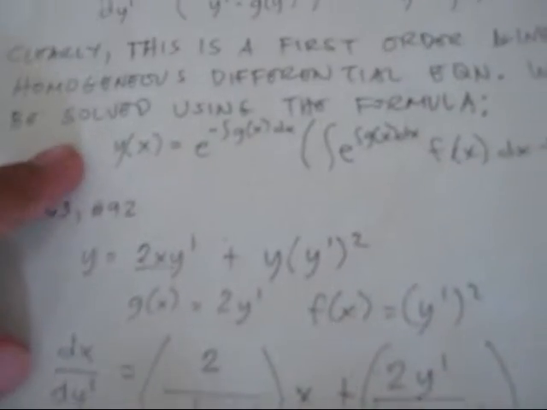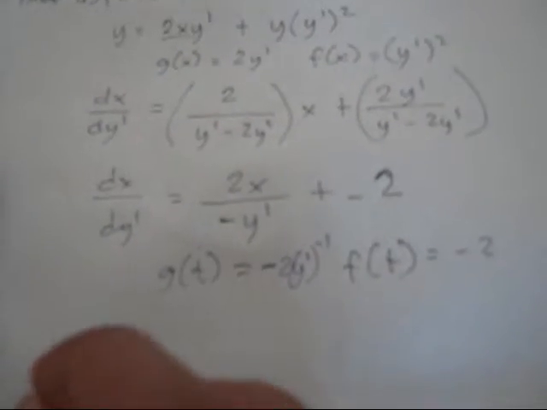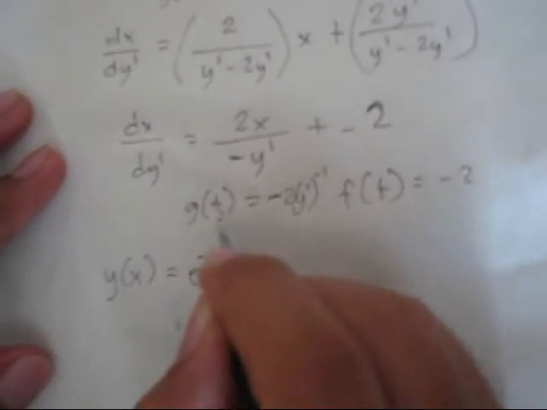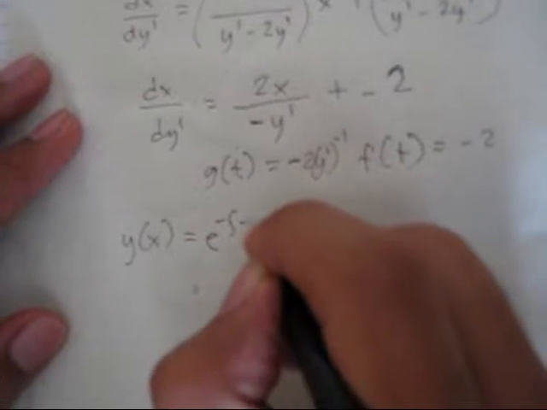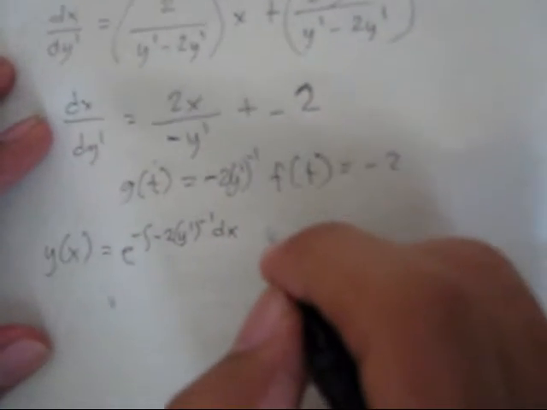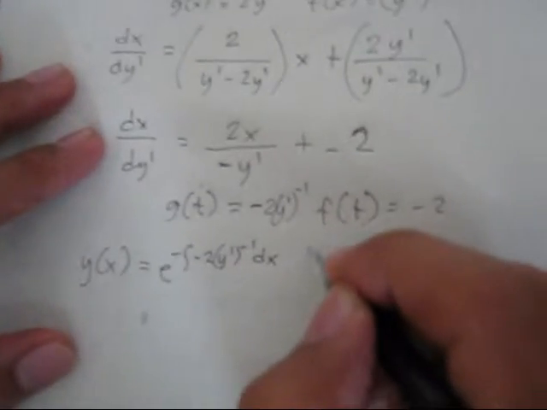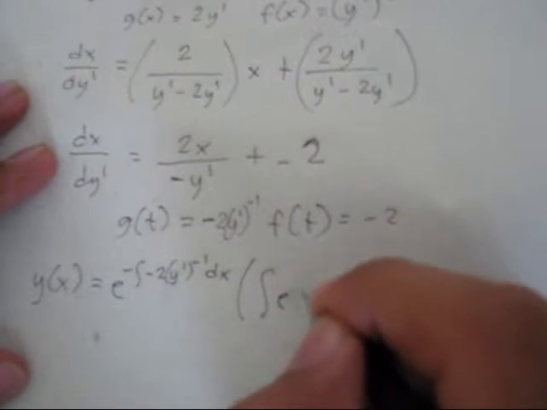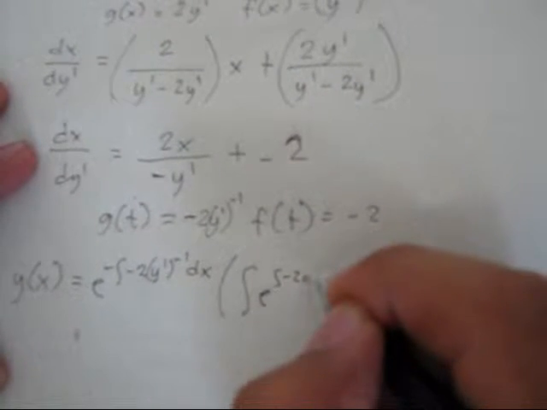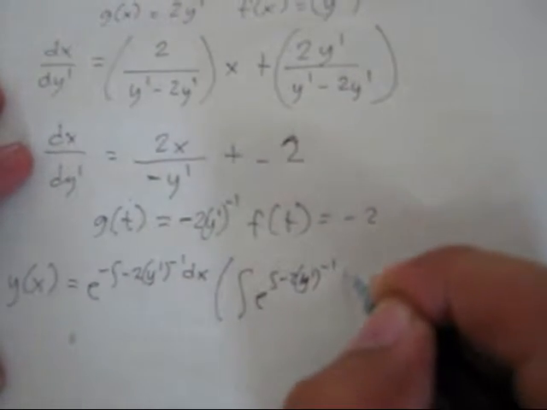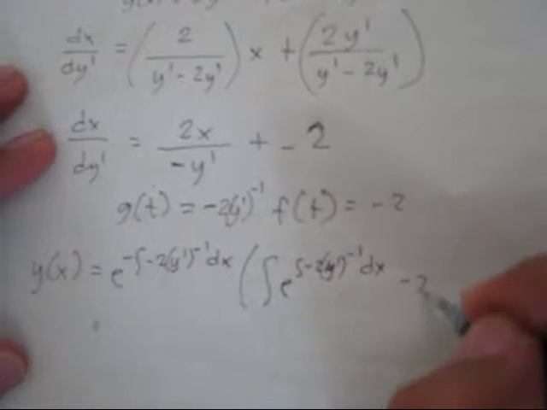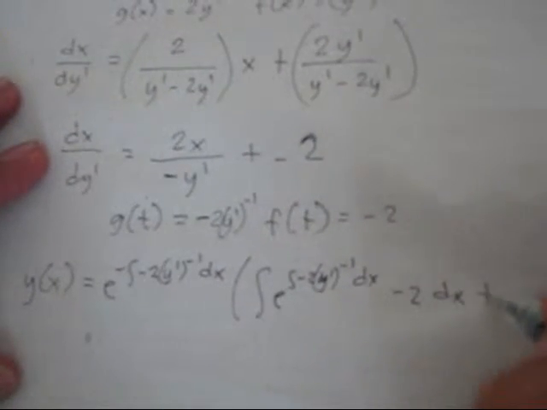So substitute it in this formula. So y of x is equal to e raised to the negative integral of the g of t, which is negative 2y prime raised to negative 1 dx, times the quantity of the integral e raised to the integral of the g of t, which is negative 2y prime raised to negative 1 dx, then the f of t, which is negative 2 dx plus c.